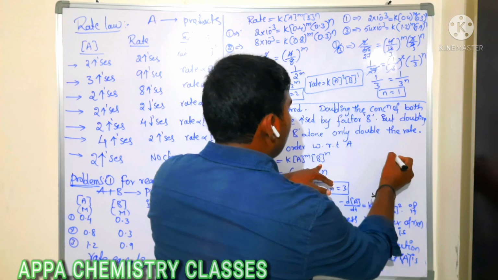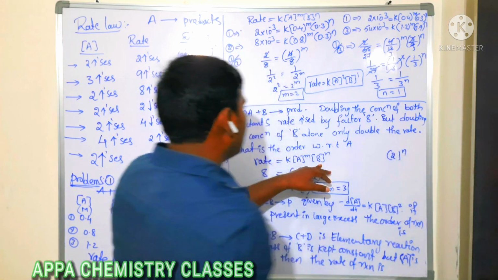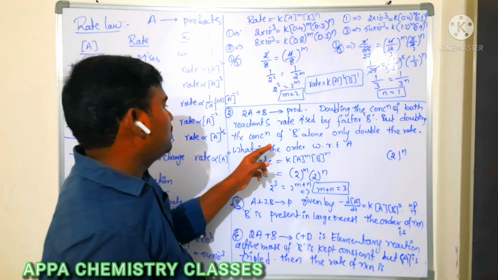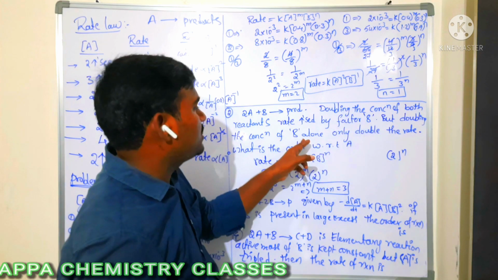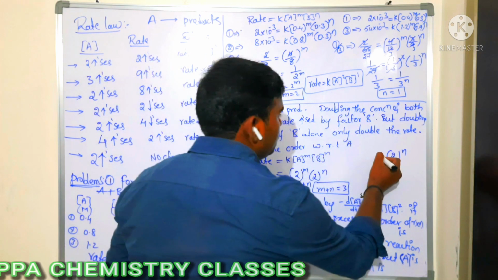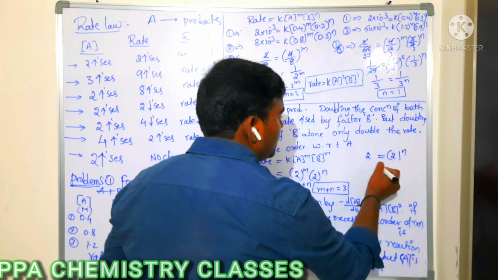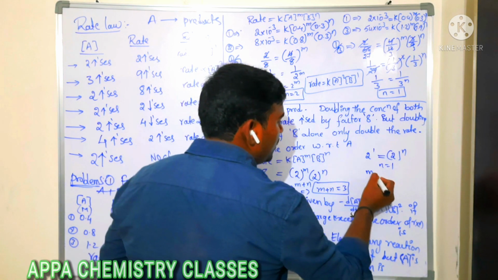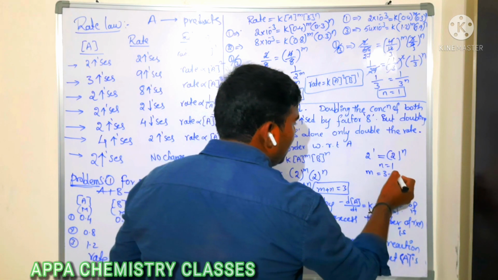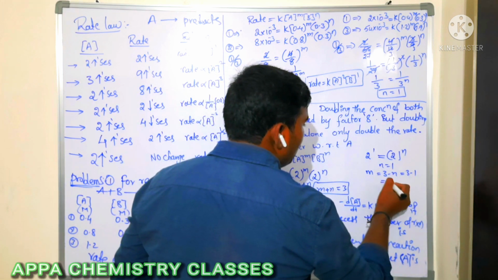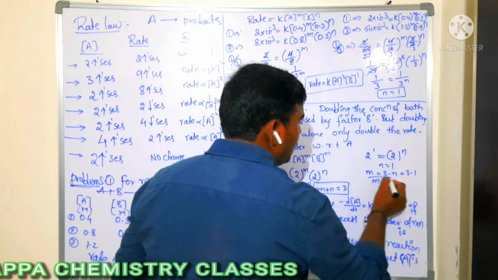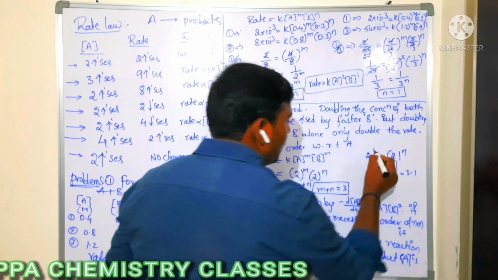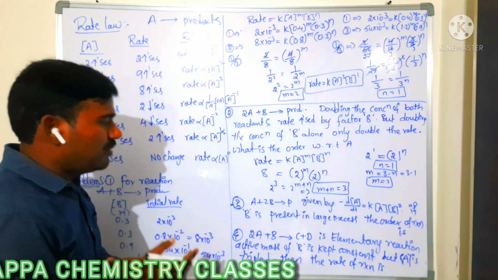So B is doubled, 2 power n, rate. B is alone, but doubling the concentration of B alone only doubles the rate. Rate becomes 2 times, that is n is equal to 1. Then n is equal to 1, you substitute here, then the m value will be 3 minus n, that is 3 minus 1, that is equal to 2. M is equal to 2, n is equal to 1. Is that clear? So very important model.